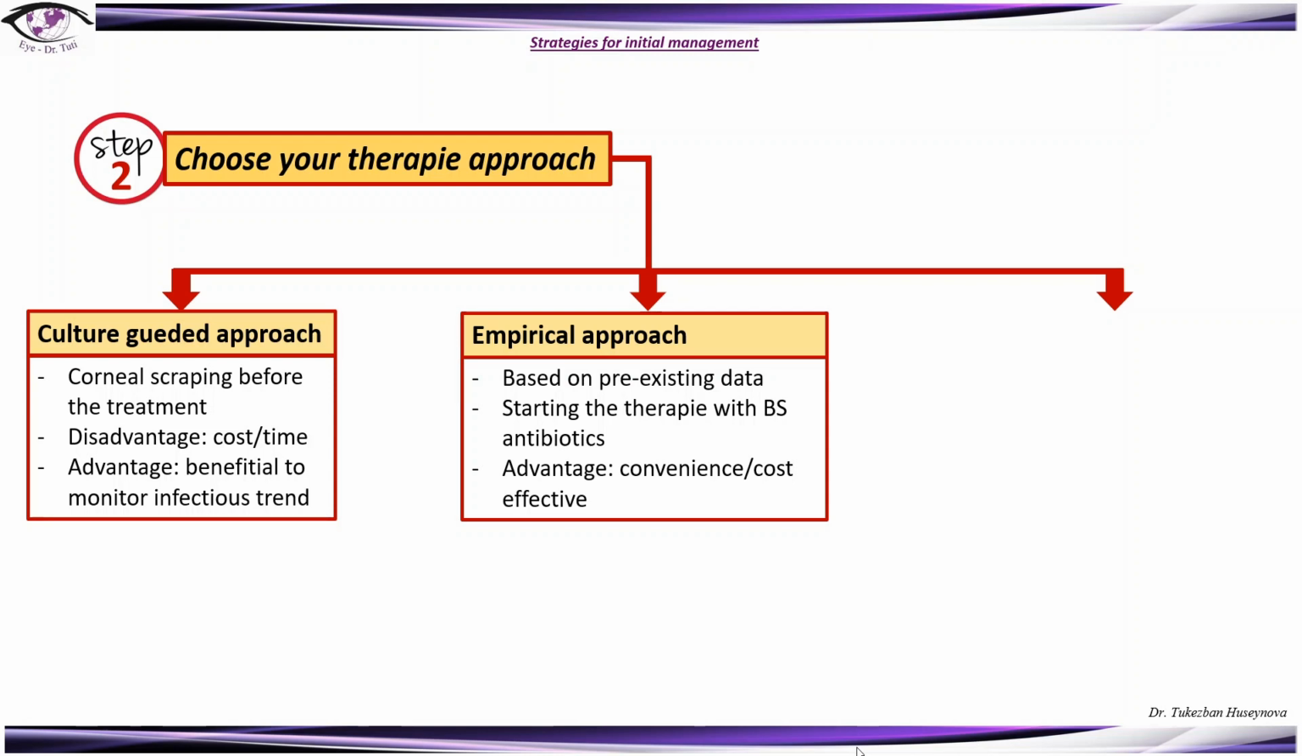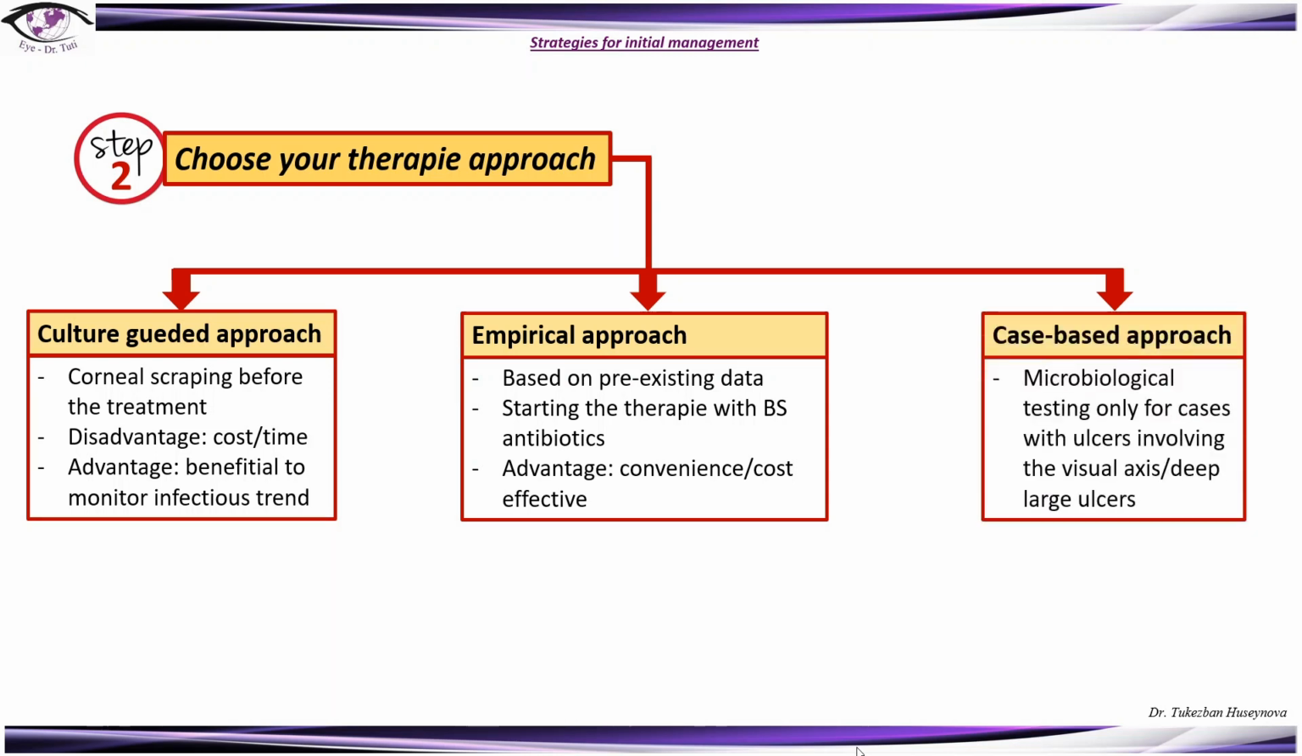You just start with broad spectrum antibiotics, and the advantage, of course, is convenience and cost effectiveness. And the third therapy approach is the case-based approach, when you do microbiological testing only for cases with ulcers involving the visual axis or deep large ulcers.